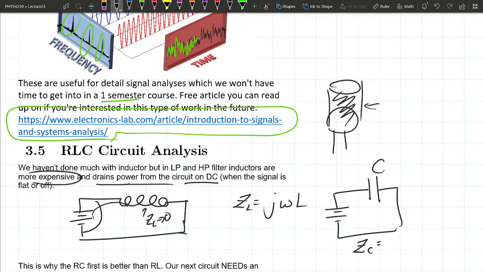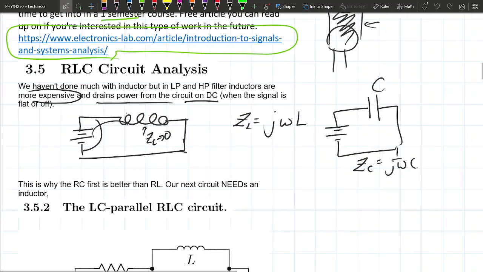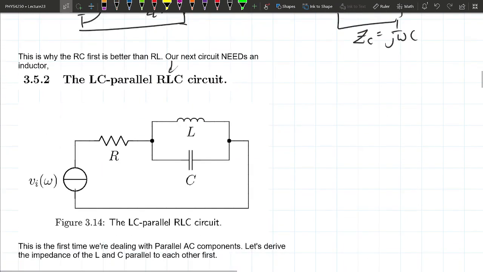Another way to think about this is that the impedance of a capacitor is 1 over j omega C, right? So if you have 0 down there, the impedance is infinite. So both the math and your intuition hopefully work out. Okay, so what we're going to do is add this little L into our RC circuit to make an RLC circuit, because it behaves exactly opposite of a capacitor.